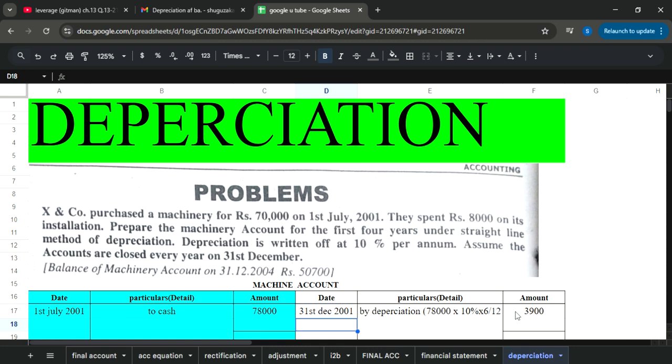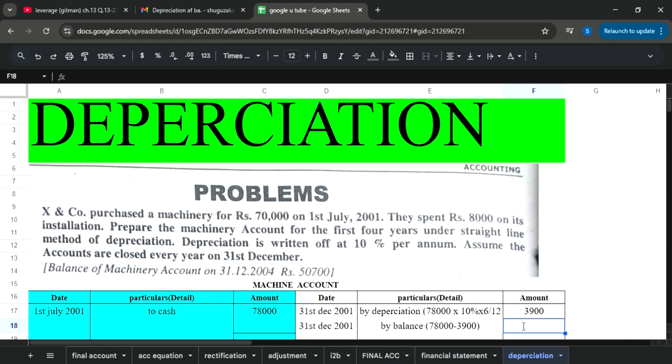There are several different methods of calculation of balance, but right now we will apply a very simple thing. So here you will calculate balance. How? You will subtract the smaller amount from the larger amount. 78,000 was the value of the asset minus 3,900 is the depreciation. So how much asset is left?